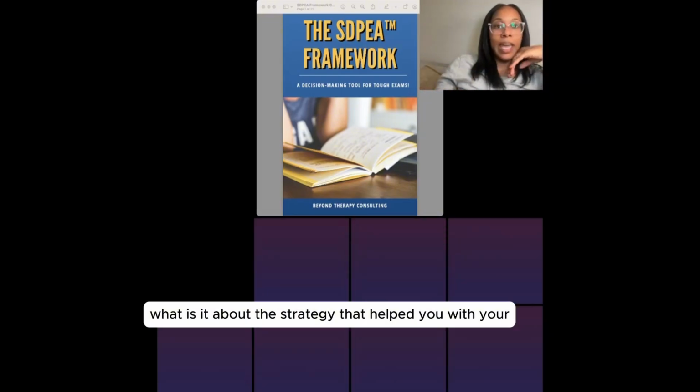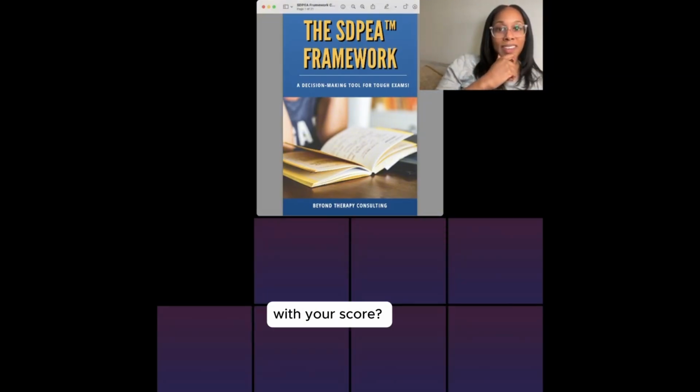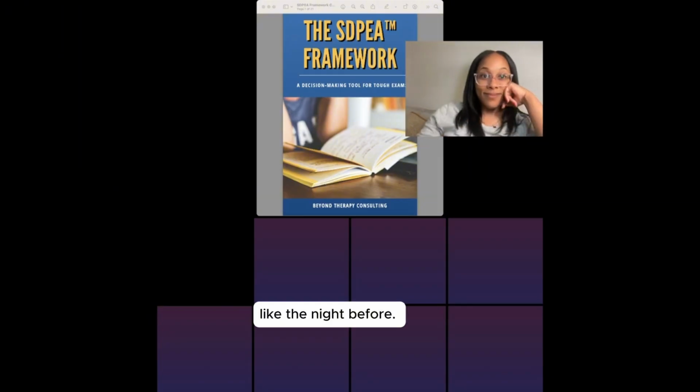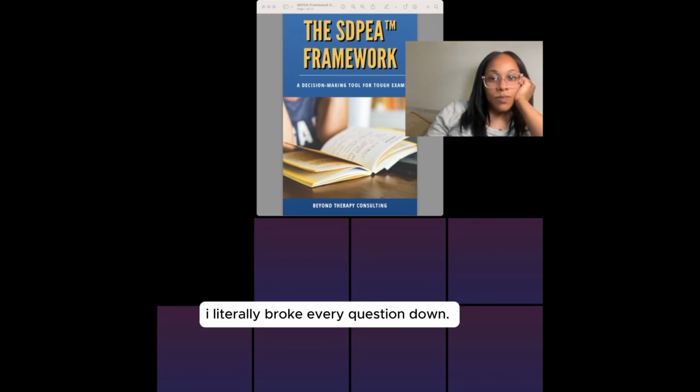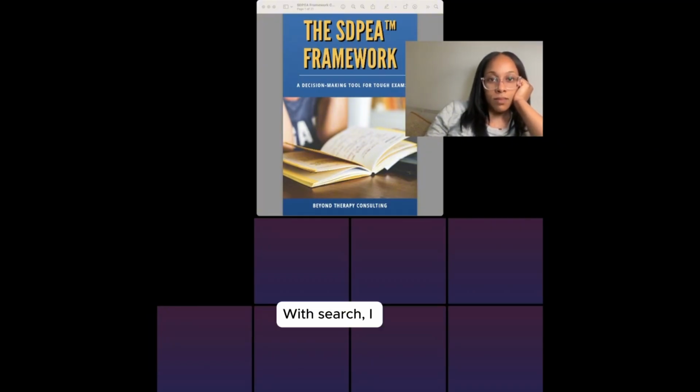But what is it about the strategy that helped you with your score? Oh, I was so happy that I found it the night before. So I went from a 350 to a 388. What I did was I literally broke every question down. I have a good photographic memory, so I searched for some of the keywords that you put, and on the exam, since I had accommodations, I just highlighted the words. And I second-guessed, like, is this the right answer? But when I learned the SDPEA, I did not go back and change any answer. Once I broke it down with it, I'm like, okay, I'm sticking with it. So I went from 350 to 388 overnight from purchasing this. That is just so amazing.